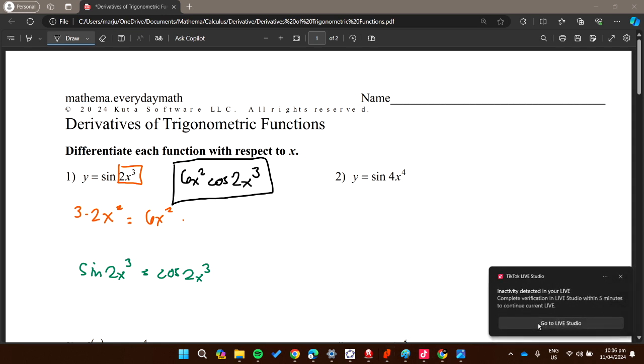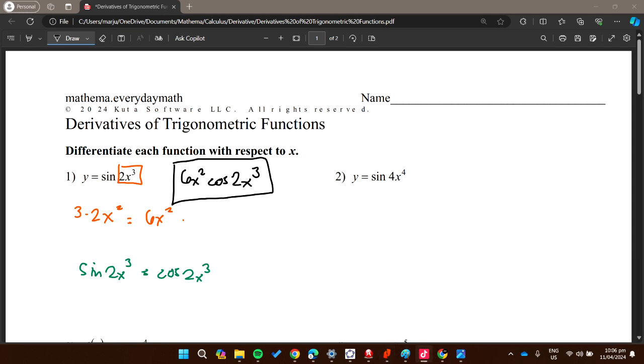What? Inactivity? Nangyari. Inactivity daw.